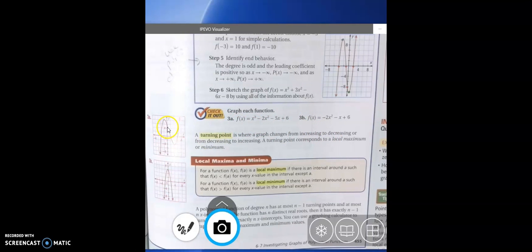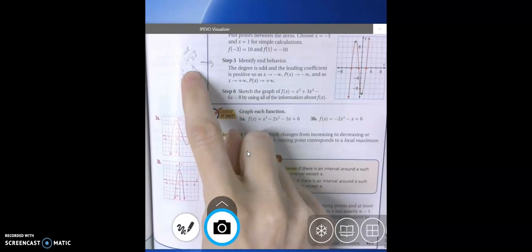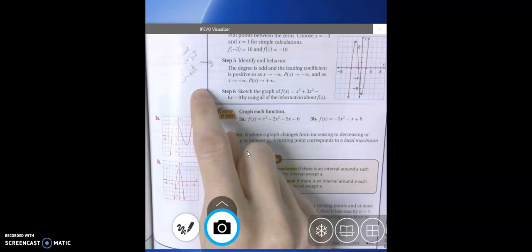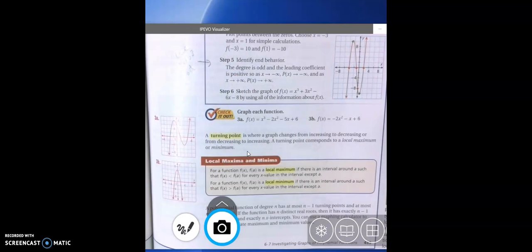Here are the graphs. This is what the end graph would look like. So if you put this into your graphing calculators and hit graph, this is what you should see. Okay? And again, for step 5 here, I just put use the page 453 chart, which is the end behavior chart, in order to determine this. All right, so now we're going to move on to turning points.